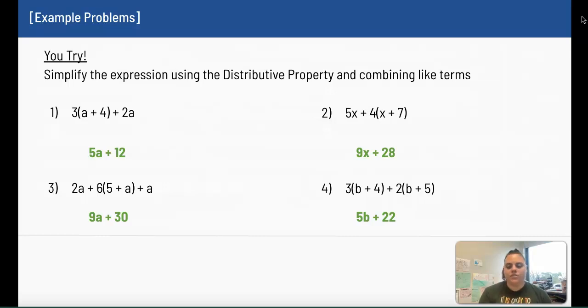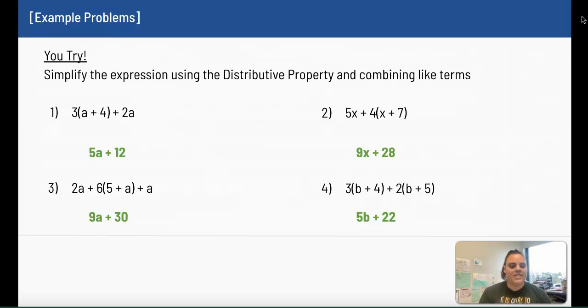Here are the correct answers for you to check. Please note that when you are turning in your notes, you should have some work shown here, not a simple answer written. So I will know if you even tried these problems. So please make sure that you are trying them so that you are learning.